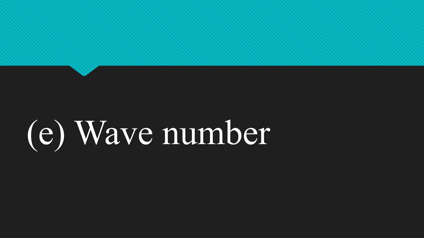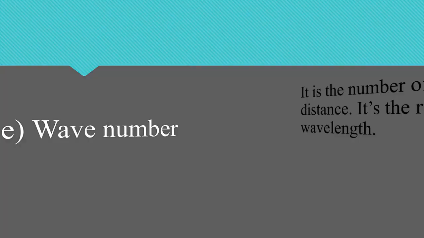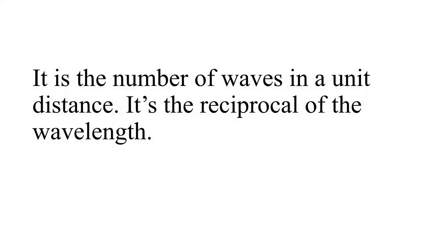Term E is wave number. It is the number of waves in a unit distance. It's the reciprocal of the wavelength. That is, the total number of waves or cycles which are there in one unit distance.